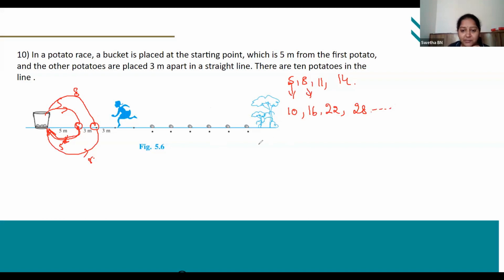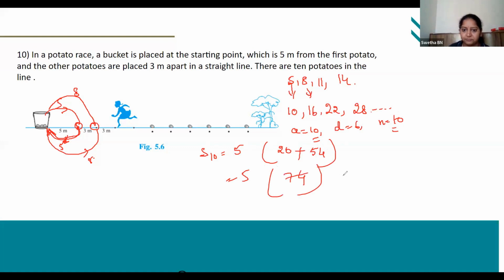I thought to multiply at the last. Okay. Now write a is equal to 10, d is equal to 6, n is equal to 10. So S10 is equal to n by 2, 2a is 2 into 10 is 20, plus n minus 1 into d, 9 into 6, is 74. So 5 4s are 20. Yes, that is 370. Yes, right, children.